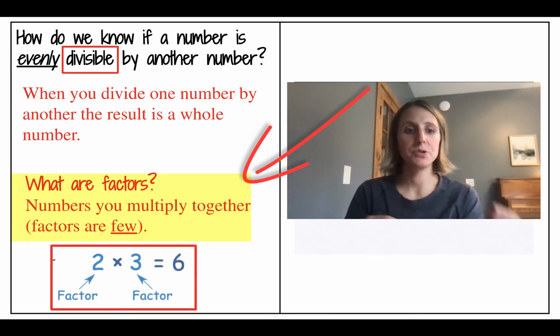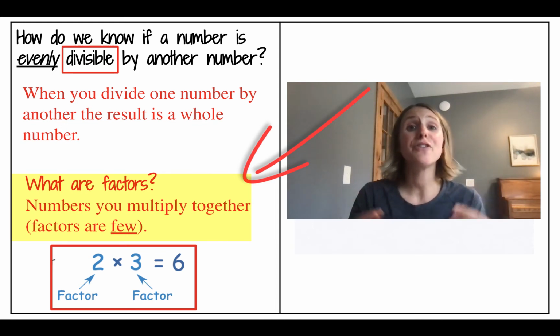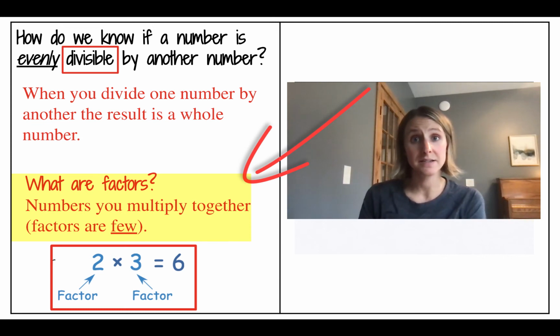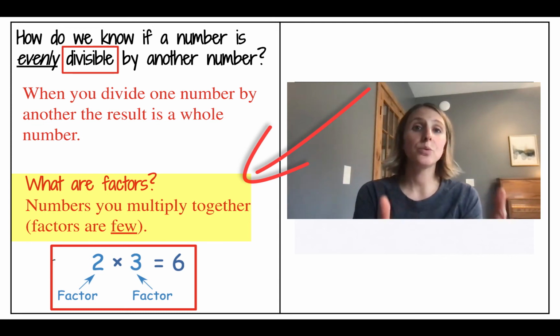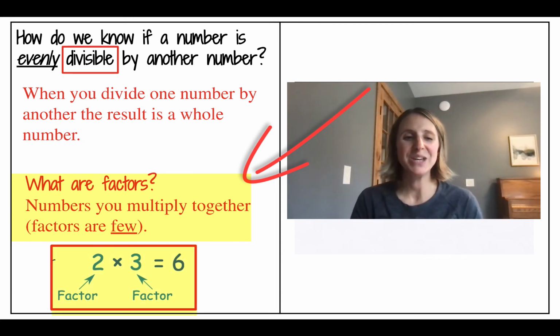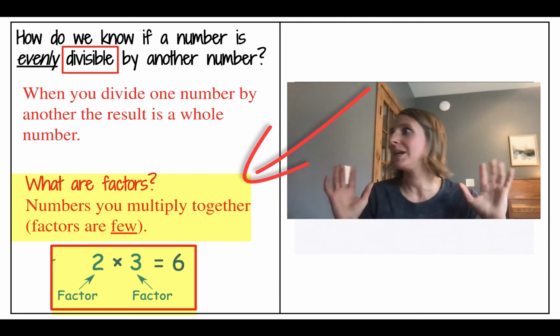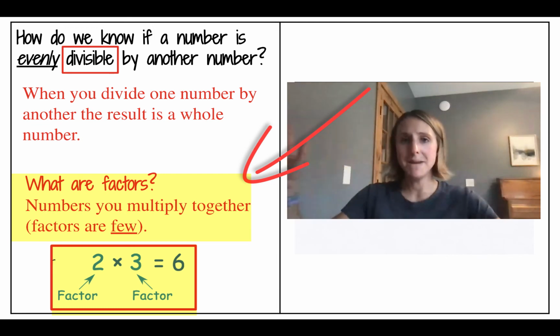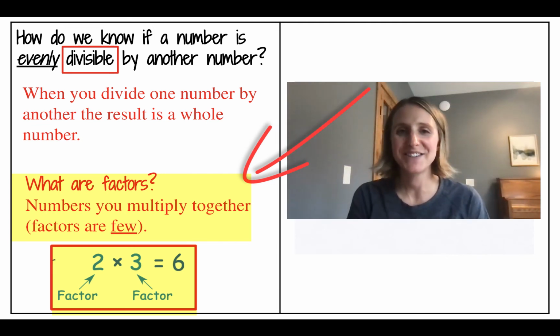So here's an example. 2 times 3 equals 6. 2 and 3 are factors of 6. Pause the video and write what you see on the left-hand side there. Also draw that example so that you can clearly see factors, because we tend to get factors and multiples mixed up. Pause the video.